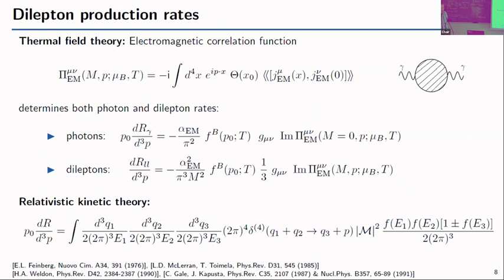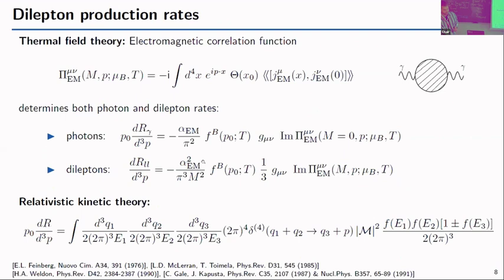Okay, so let me come to the theory. How can we actually calculate dilepton production rates? And there are two possibilities, basically. One is thermal field theory, where the electromagnetic correlation function is the central object, which you see here. So this is this commutator of the electromagnetic current, which you can also draw diagrammatically like this. And this object then determines both the photon and the dilepton rates, as you see here.